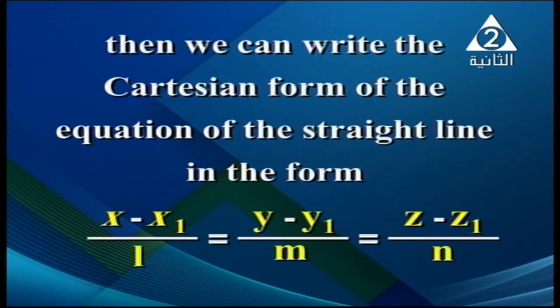Then we can form the Cartesian form of the equation of a straight line: x minus x1 over l equals y minus y1 over m equals z minus z1 over n.